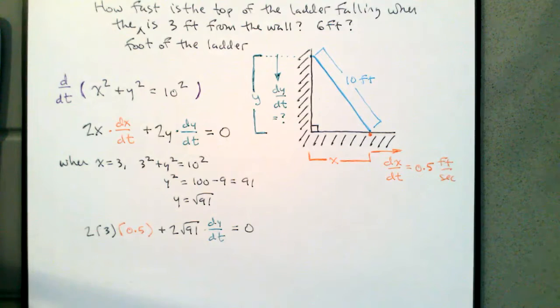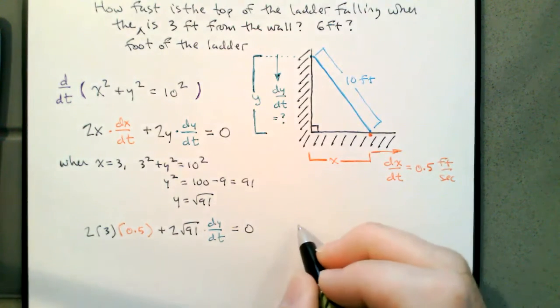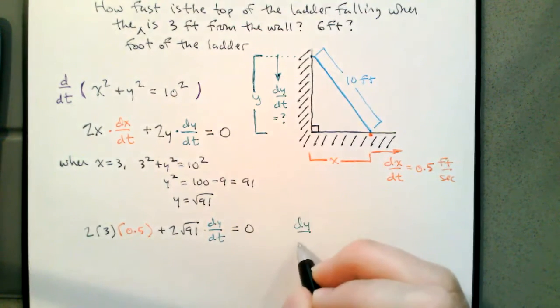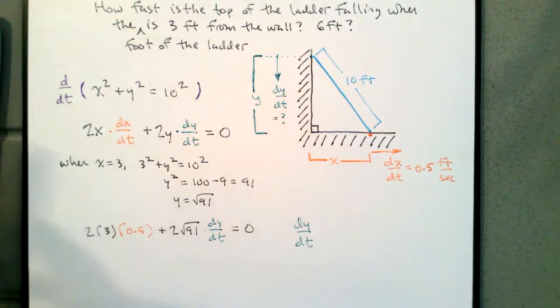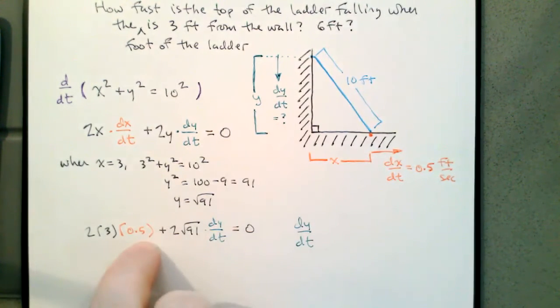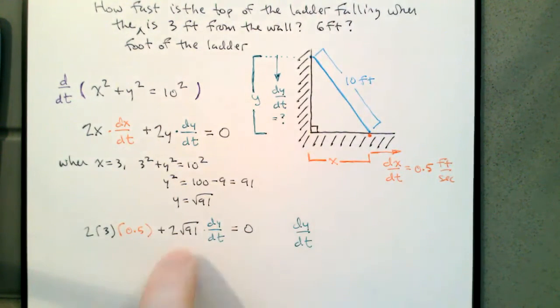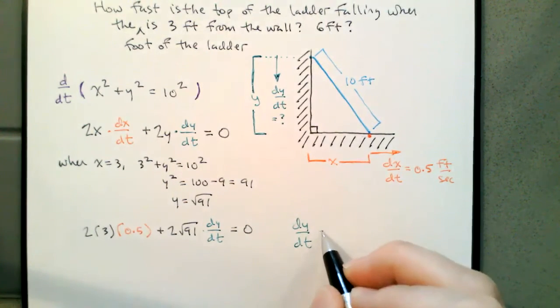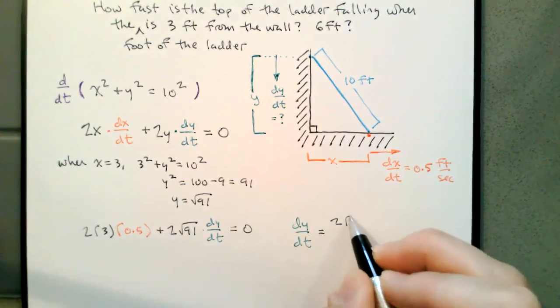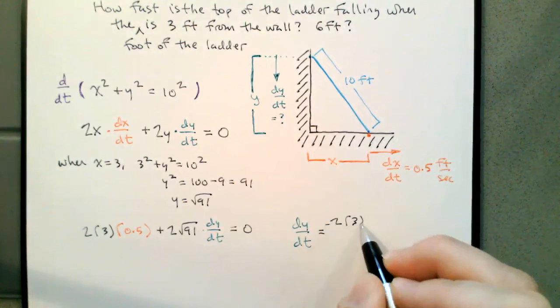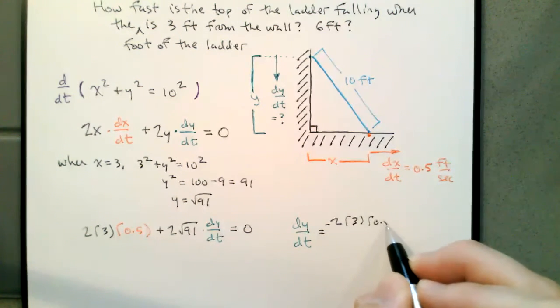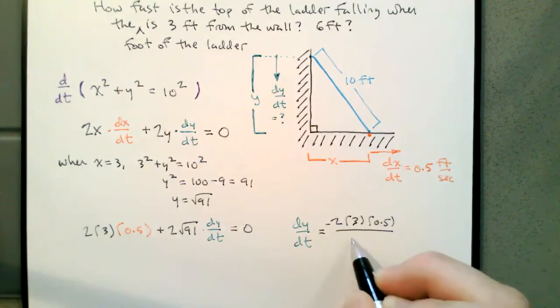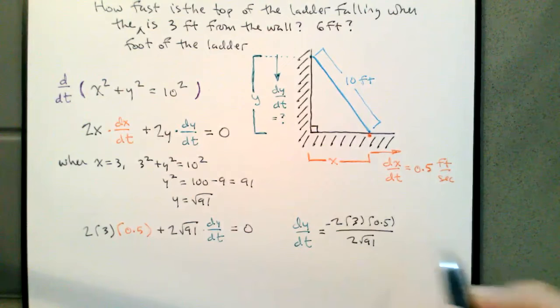Now we just need to solve for dy dt. I'm going to put the 2, 3, and the 0.5 on the other side, and then I'll divide by 2 square roots of 91. So I'll have, oh, it'll be negative. 2 times 3 times 0.5 divided by 2 times the square root of 91.